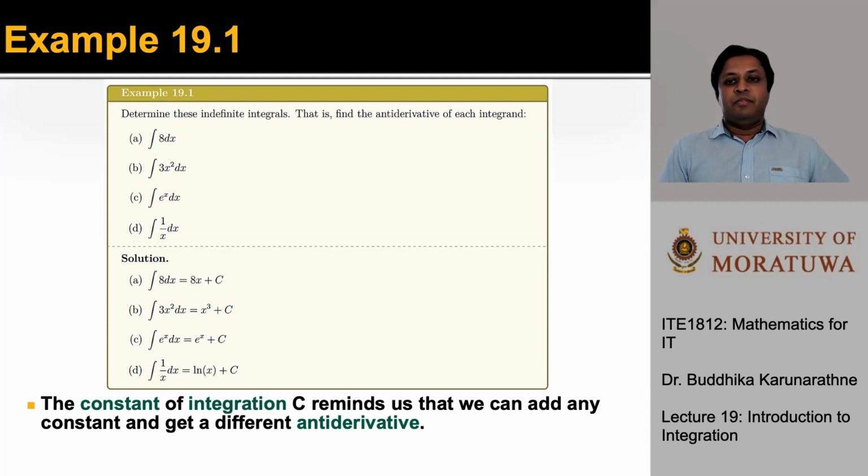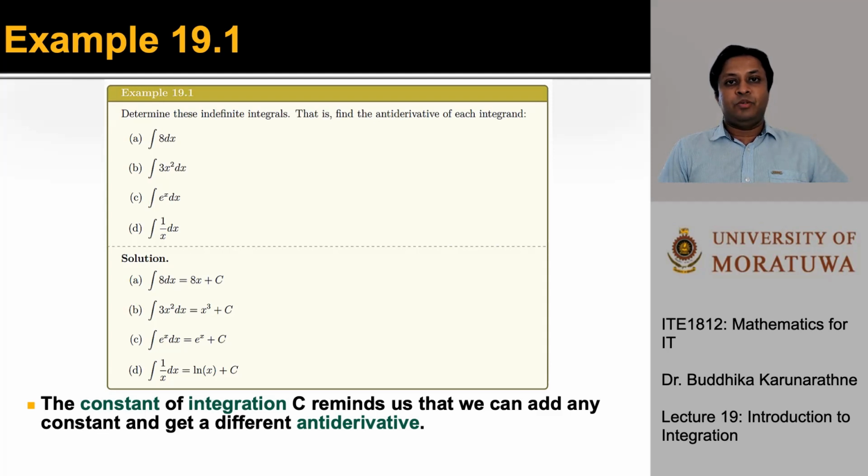And part D, you have 1 over x dx. You need to integrate 1 over x with respect to x. If you recall from the differentiation lesson, when you differentiate ln x, you will get 1 over x. So this is the reverse now. When you take the integral of 1 over x with respect to x, you will arrive at ln x, the natural logarithm, plus a constant.